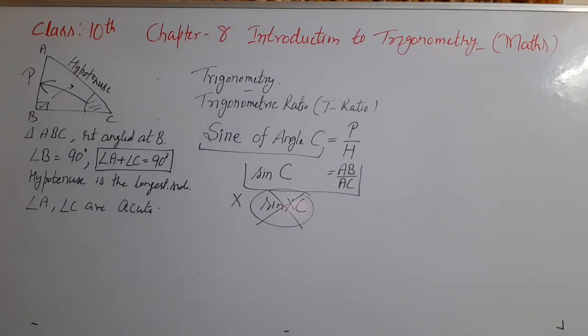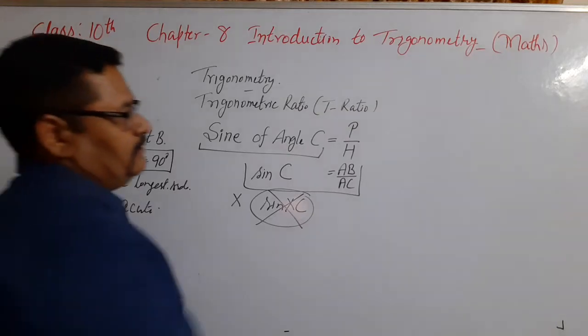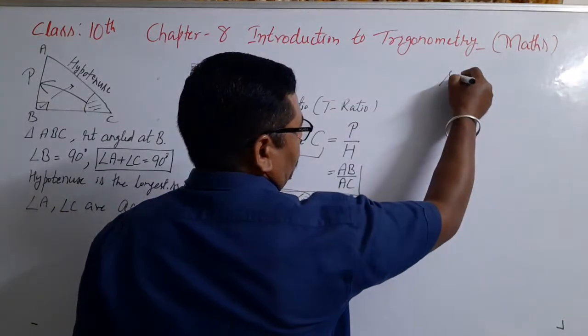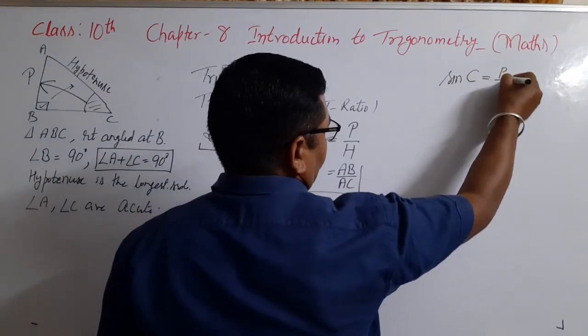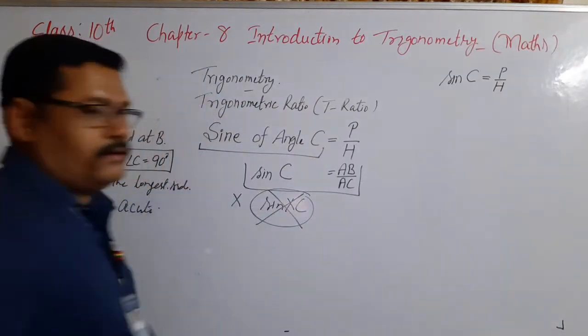So in this way we have done the first trigonometric ratio, which is sine. I have found sine of angle C, which is equal to perpendicular upon hypotenuse. Correct?